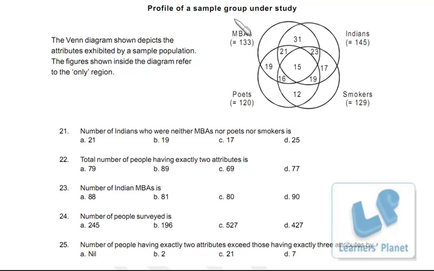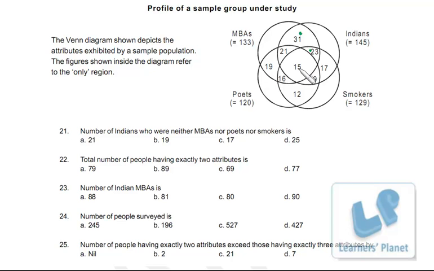Now certain area, suppose I take example of this. This portion is only MBAs, right? This particular portion is shared between MBA and Indians. That means 31 people are exactly only MBA and Indian, or we can say Indian MBAs, right? Similarly, this 23 is coming under 3 circles, that is smokers, Indians, and MBAs. That means there are exactly 23 persons who are Indians, MBAs, and they smoke.